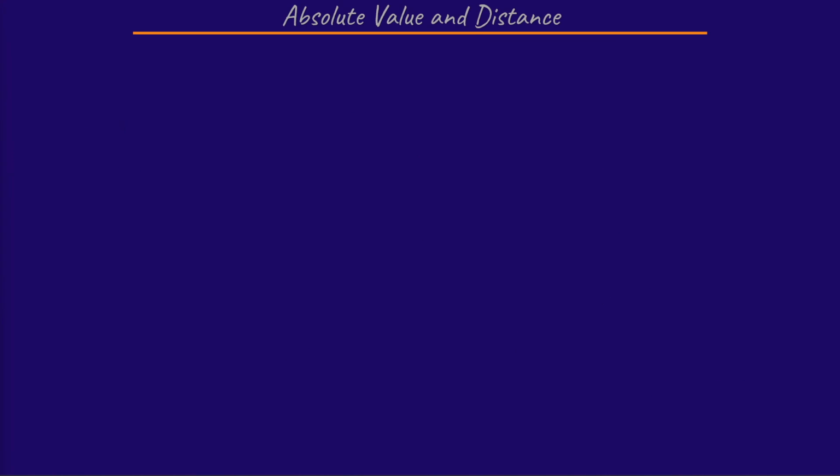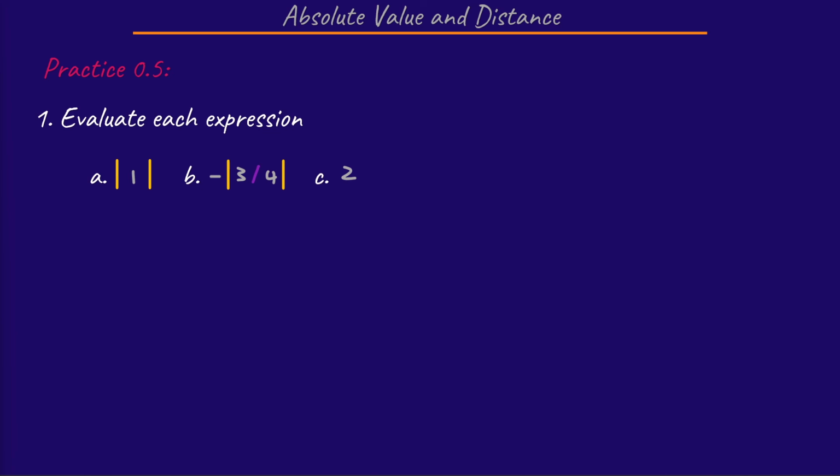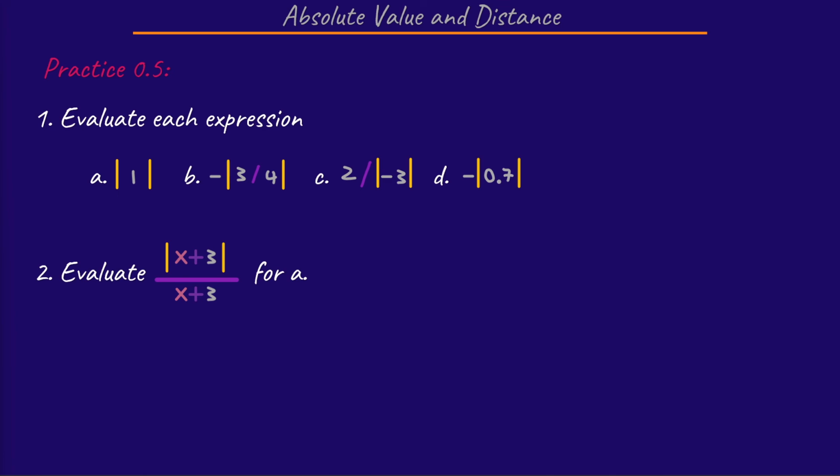Now I want you to have your notebook and do this practice. Evaluate each expression. You have the absolute value of 1 and negative the absolute value of 3 over 4 and 2 divided by the absolute value of negative 3, and you have negative the absolute value of 0.7. The other practice is to evaluate the absolute value of x plus 3 all over x plus 3. For a, x is greater than negative 3, and b, x is less than negative 3.